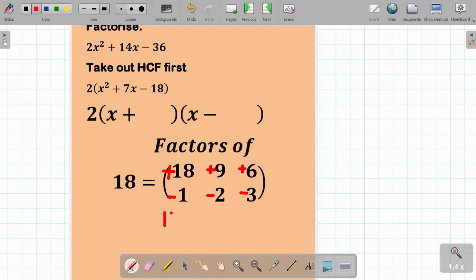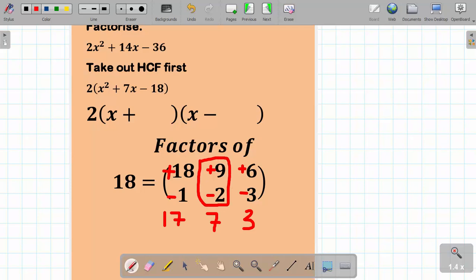What about when I add positive 9 plus negative 2? It gives me positive 7. What about when I add positive 6 plus negative 3? It gives me positive 3. Then now I check the middle term. Which of these is the exact value for the middle term? It happens to be positive 7, so it means this one here is going to be my right pair to use to get my answer.